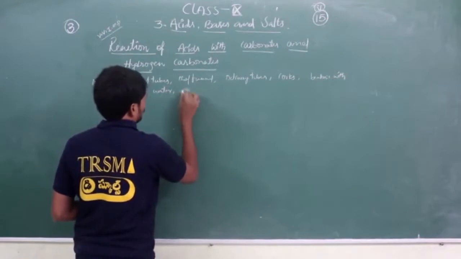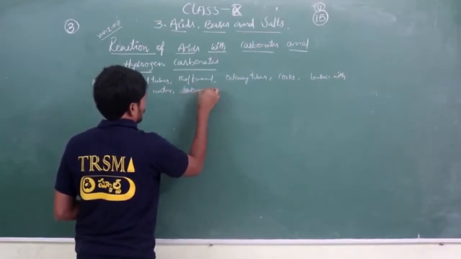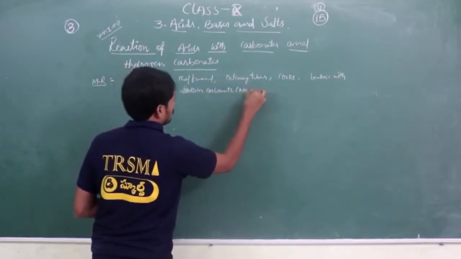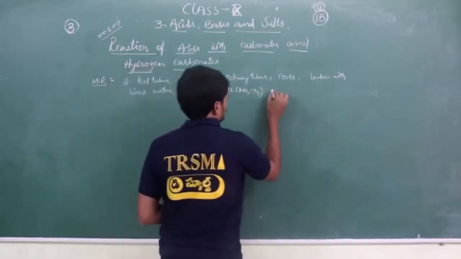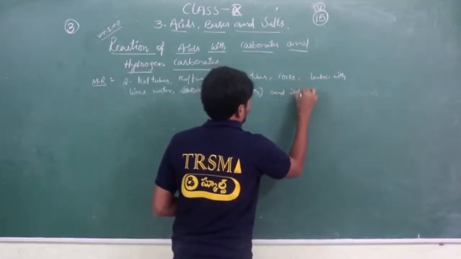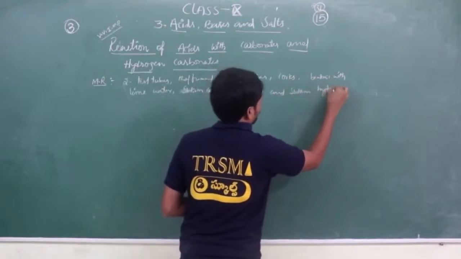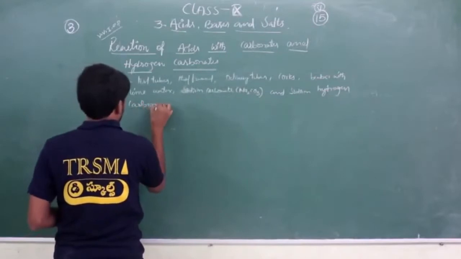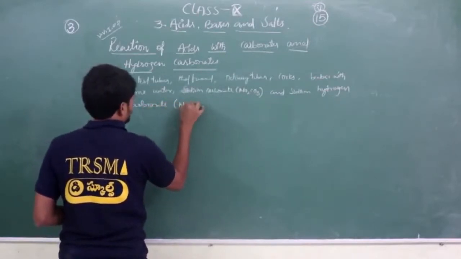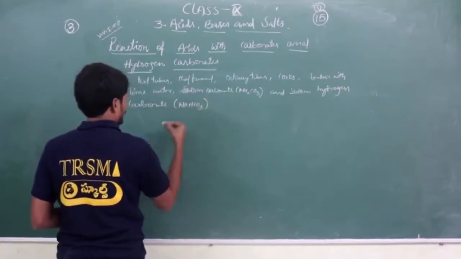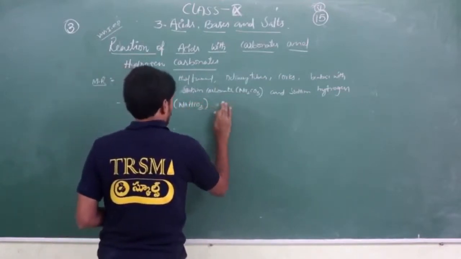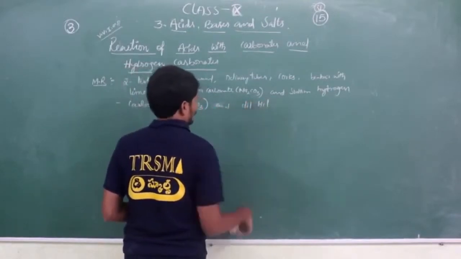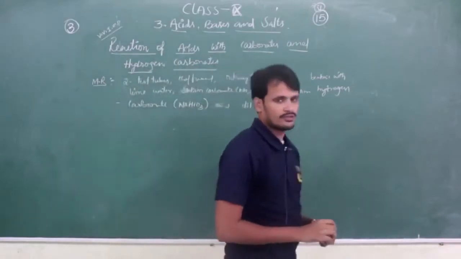Sodium carbonate, Na2CO3, and sodium hydrogen carbonate, NaHCO3, also called sodium bicarbonate, and dilute HCl. These are the materials required for doing this experiment.